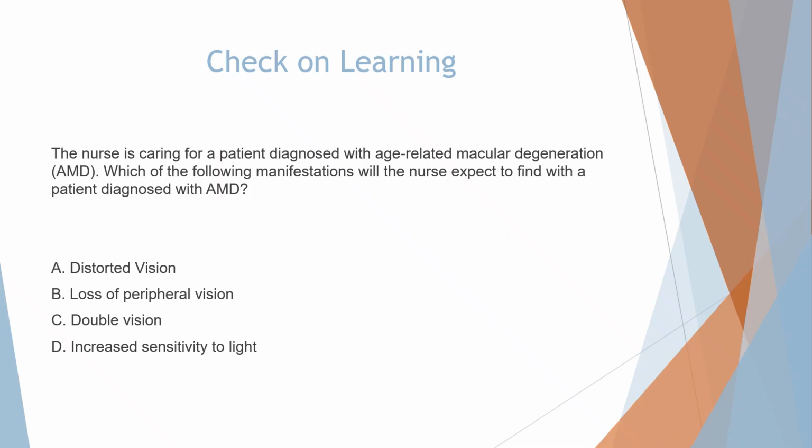Okay, let's do a check on learning real quick. The nurse is caring for a patient diagnosed with age-related macular degeneration. No specific type. Which of the following manifestations will the nurse expect to find with a patient diagnosed with AMD? Distorted vision, loss of peripheral vision, double vision, or increased sensitivity to light.